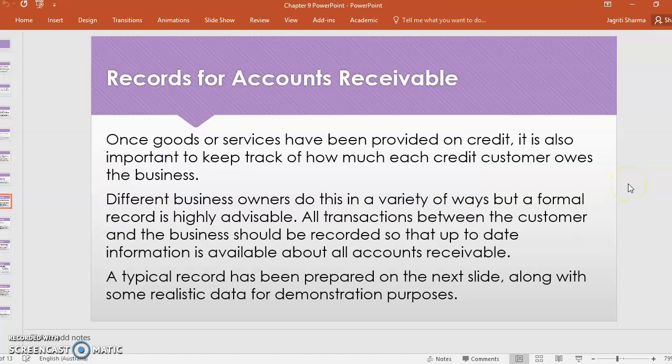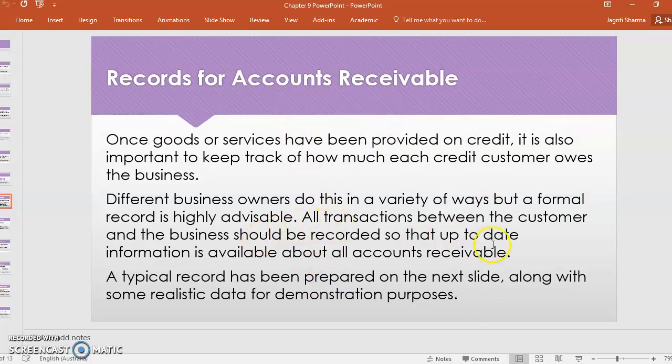The records for accounts receivable. Once goods or services have been provided on credit, it is also important to keep track of how much each credit customer owes the business. Accounts receivable or sales journal will give you a rough figure of how much is due from different debtors, or people who you've sold the goods to, but you also need to keep an individual record of who owes you how much money.